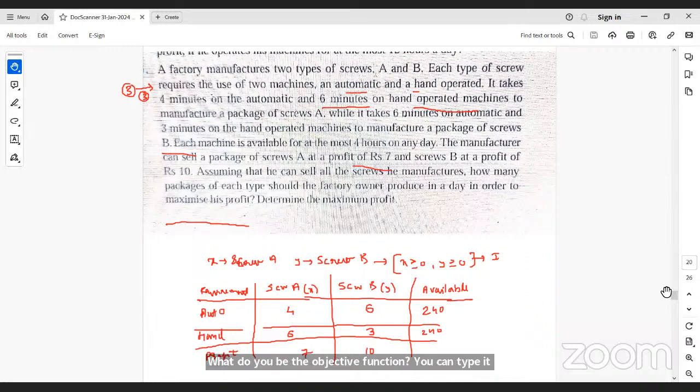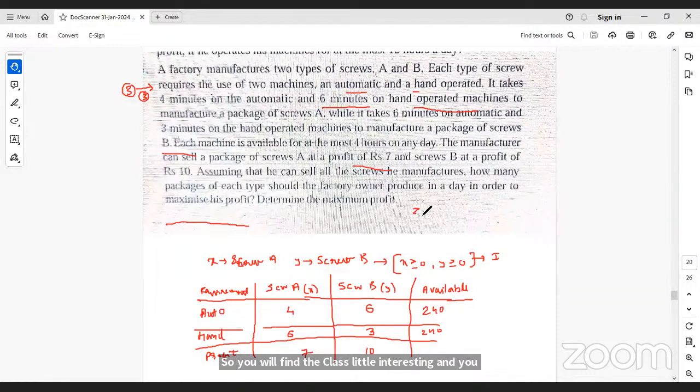Objective function, what will be the objective function? Okay, so I'll write it here. Just verify and sit with the book and pen. So you will find the class a little interesting and you can understand what is being explained.